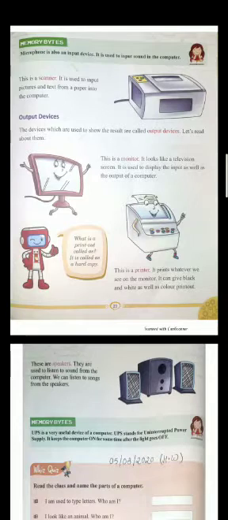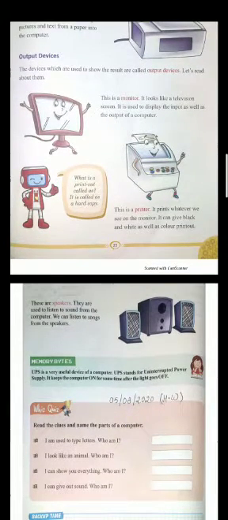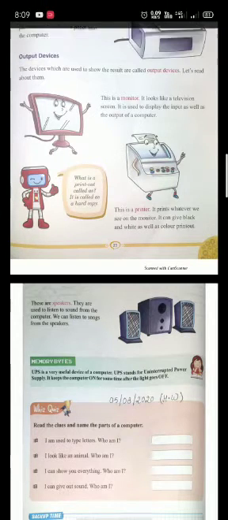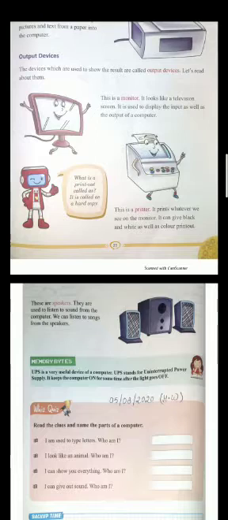Next are speakers. Speakers are the boxes on both of the sides. You can see here and here. These speakers are used to listen to the sound from the computer. We can listen to songs with the help of speakers. I think most of us must be having speakers. Speakers are used to listen to songs in a loud voice.